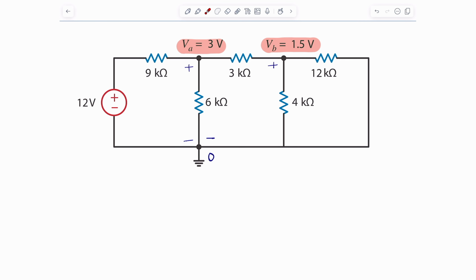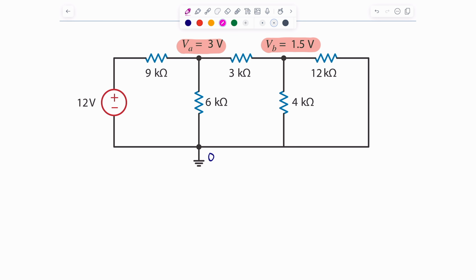So nodal analysis will typically result in these two voltages. What I want to show you is that we can use just these two voltages to figure out anything you want about this circuit. So what I'll do now is highlight the voltages and currents flowing through the different resistors on this circuit.